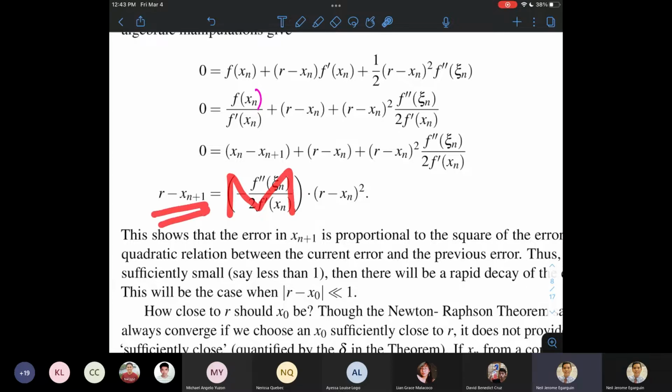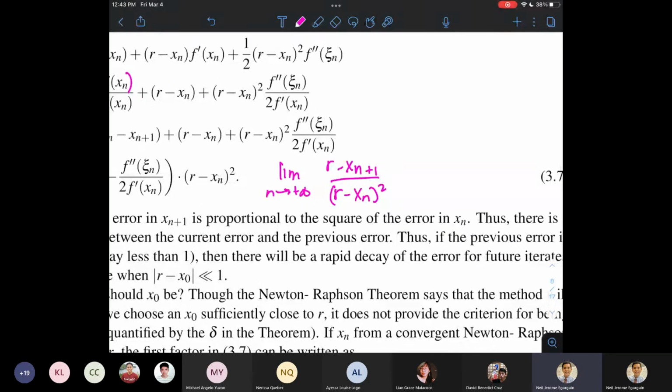Yung error on the n plus 1 step is a constant times the square of the error from the previous estimate. Okay? So this means that the Newton Raphson method has a quadratic order of convergence, right? Kasi pag kinuha mo yung limit ng r minus x sub n plus 1 over r minus x sub n quantity squared, as n approaches positive infinity, this is estimated well by x minus, sige, hindi ko nasusulat yung estimated well. Ito ay equal sa isang constant, right?